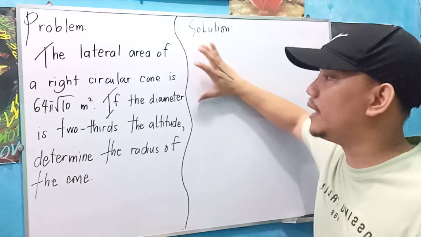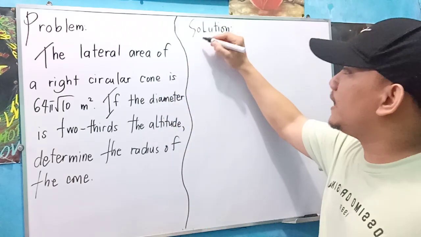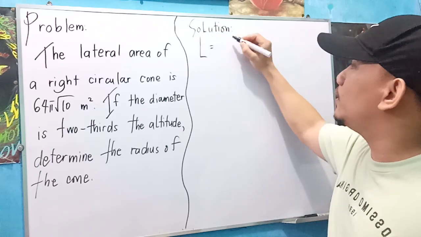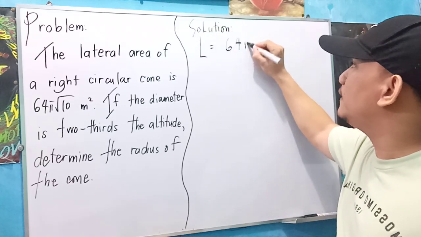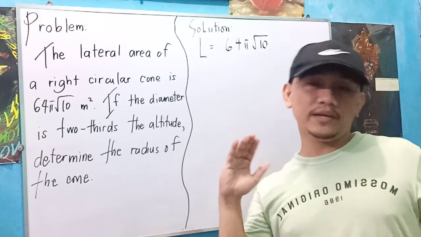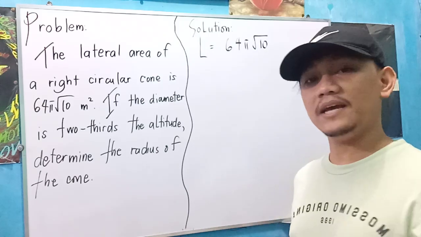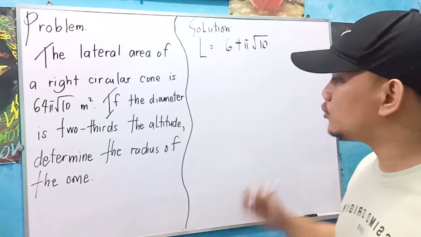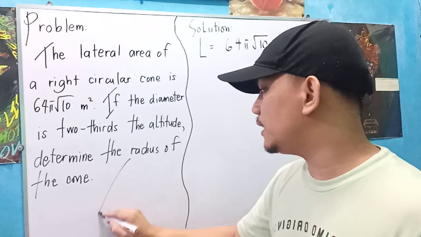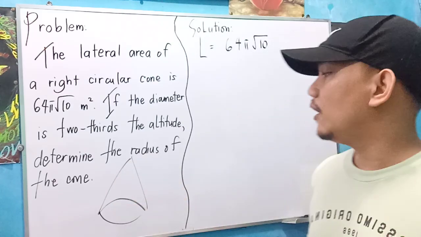So, ito yung problem natin mga Lodi. So, binigay po yung lateral area. So, ang lateral area daw mga Lodi, that is equal to 64 pi square root of 10. Okay? So, kung 64 pi square root of 10 yung lateral area, ano ba formula ng lateral area ng isang cone? So, alam natin na ang cone, ang drawing ng cone mga Lodi, is ganito po yan. Tapos, meron tayong circular base. Di ba mga Lods? Okay.